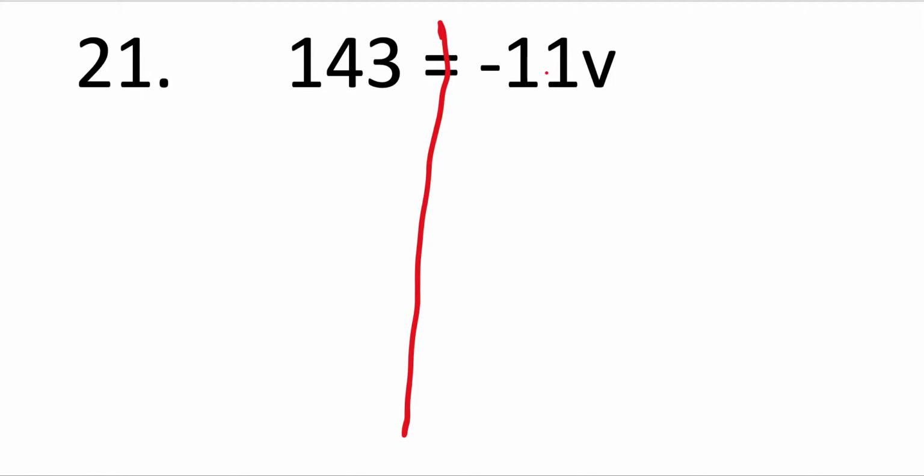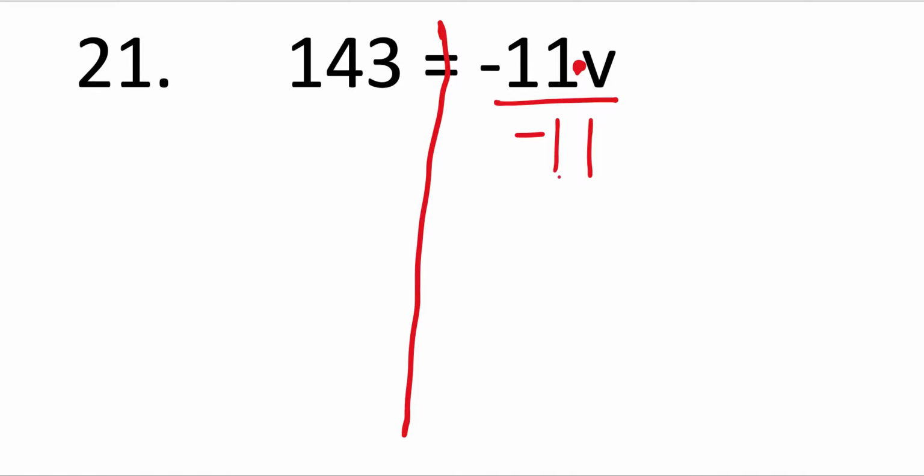So that would be negative 11. Now, when a number and a letter are attached or connected like this, it is implied that they are being multiplied. So I'm going to put a little multiply dot there for you. Okay, remember, whenever we're solving these equations, we want to do the inverse or opposite operation. So the opposite of multiplication would be division. So I'm going to divide by negative 11.